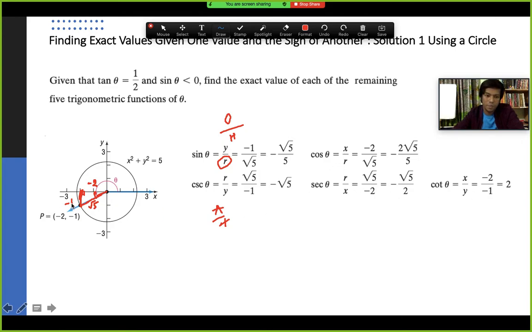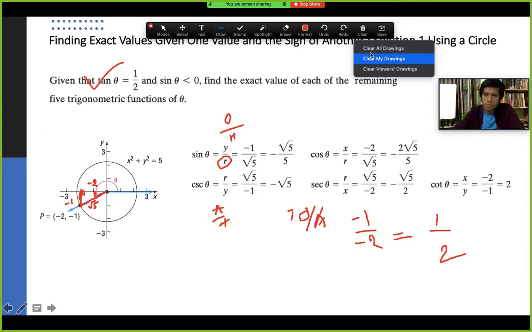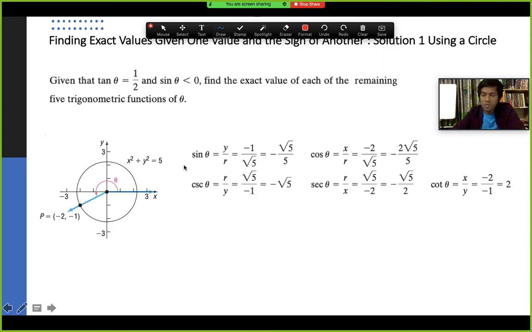Tan theta is TOA, opposite divided by adjacent. So opposite is -1, adjacent is -2. So -1 divided by -2 means 1/2. So this is the tan theta value, and we can also see it from here. So the cot theta value will be 2, which is the other way we can do it. So this is how, by using the unit circle, we can find the other trigonometric function values.